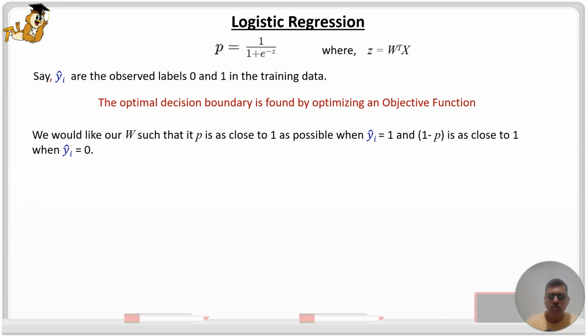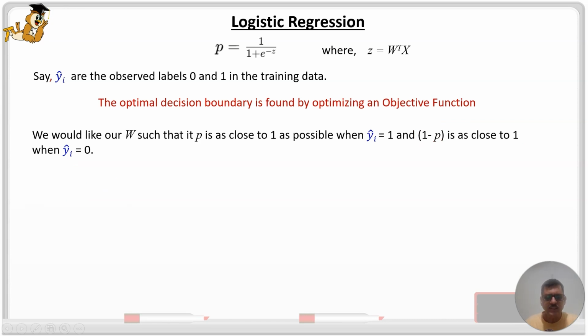Now what happens for the points where Y hat is 0? What happens at points which have been classified in the training data that are blue in color, for which the label is 0? You would like 1 minus P to be as close to 1. In other words, you would like P to be as close to 0 as possible, right? Remember, when P equals 0, you are going on the other side, as far away from the separator as possible. And for those blue points, you would therefore like 1 minus P to be as close to 1 as possible when Y hat equals 0.